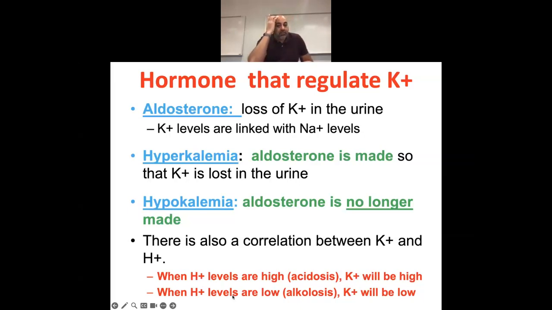And then in alkalosis, we see the reverse. It has been driven into the cells. It is both of them. And so we see that alkalotic state.